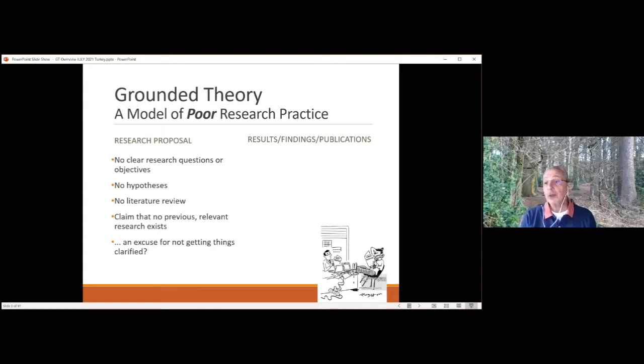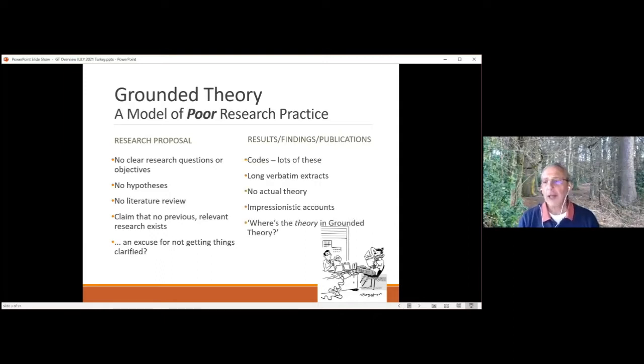There would be claims that no previous relevant research exists. And it was often seen by colleagues and myself at certain times as an excuse for not clarifying things early on. And editors of journals still have this view when they see a grounded theory submission. They say, oh yes, grounded theory research has lots of codes in it, has long extracts from interviews. It doesn't actually have any actual theory. And that's led to this sort of question at the bottom there, where is the theory in grounded theory? And these things do occur, okay?